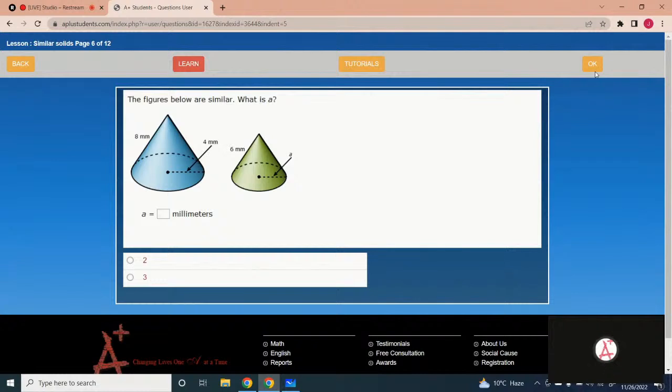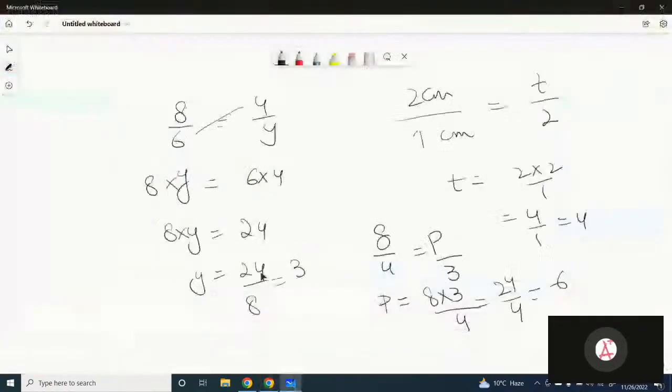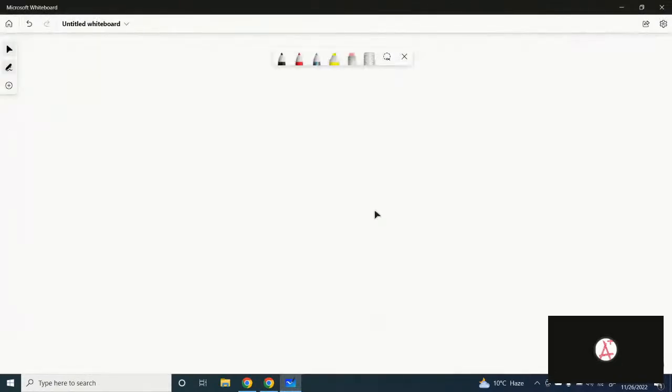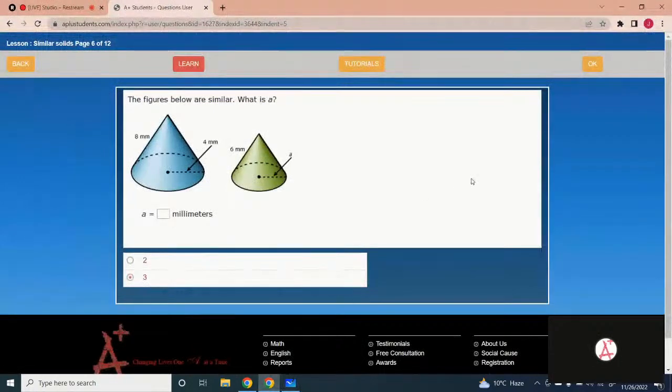Okay, for the next one, the similar sides are 8 over 6 and 4 over a. Just do cross multiplication. It would be a equals 4 times 6 divided by 8. 4 times 6 is 24 and 24 divided by 8 is 3. So just select the correct option and click on the OK button.